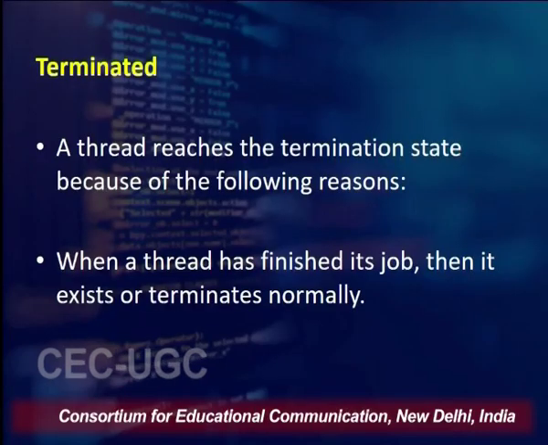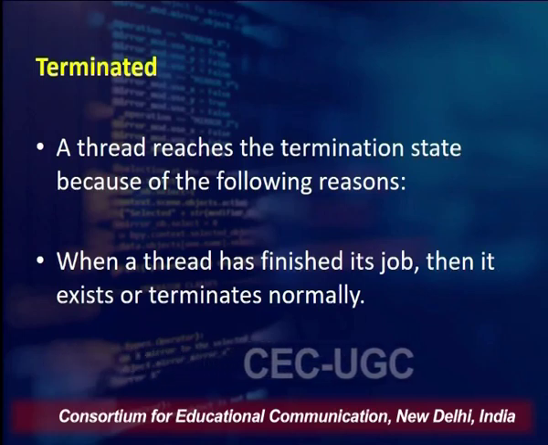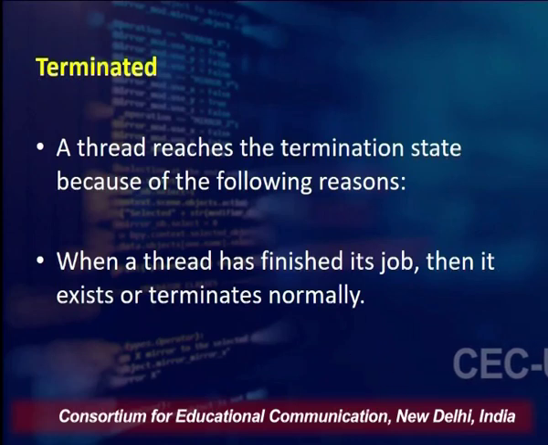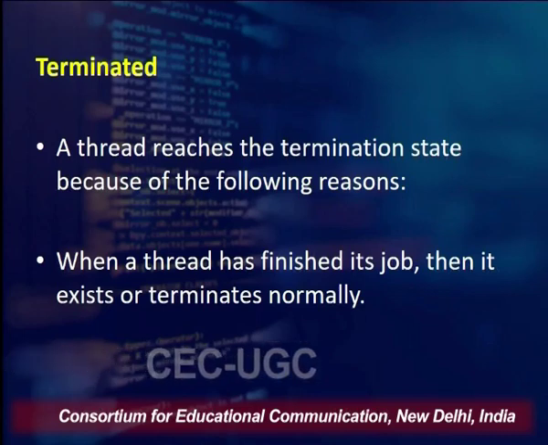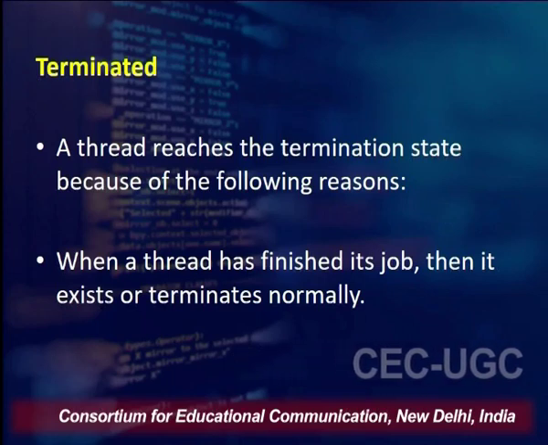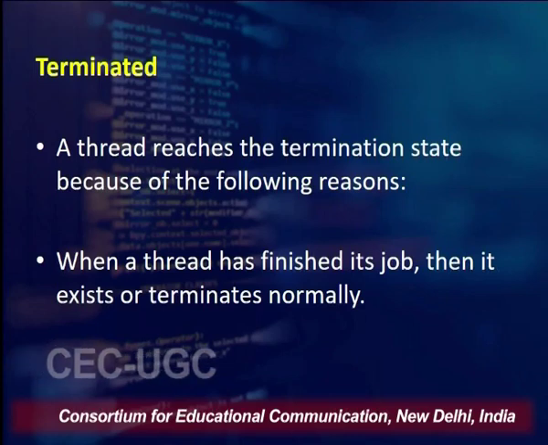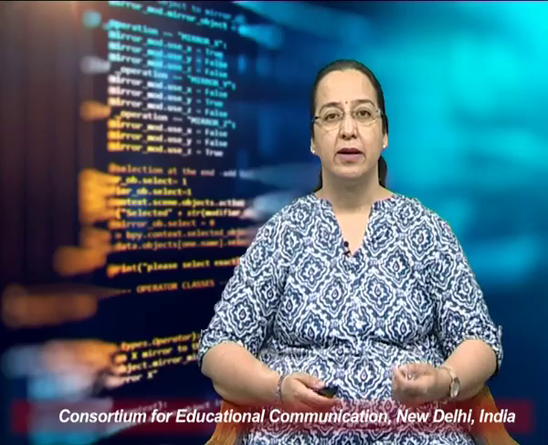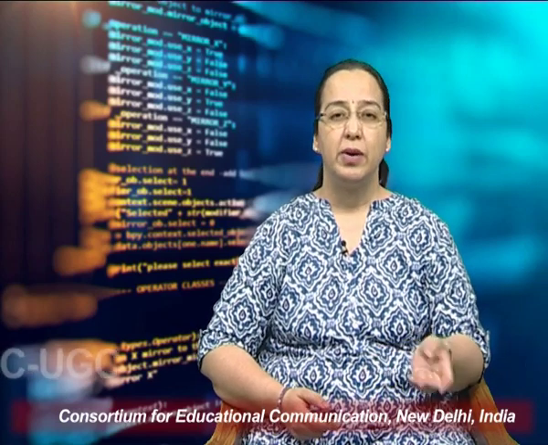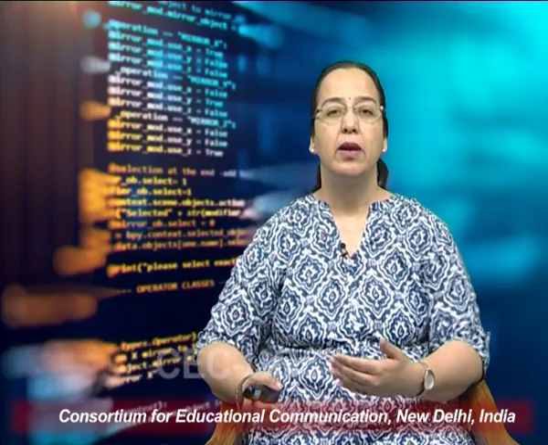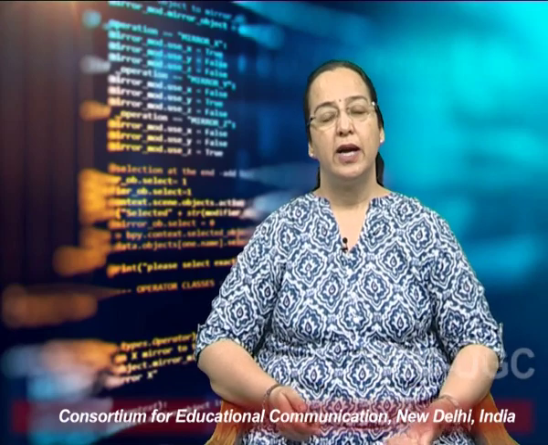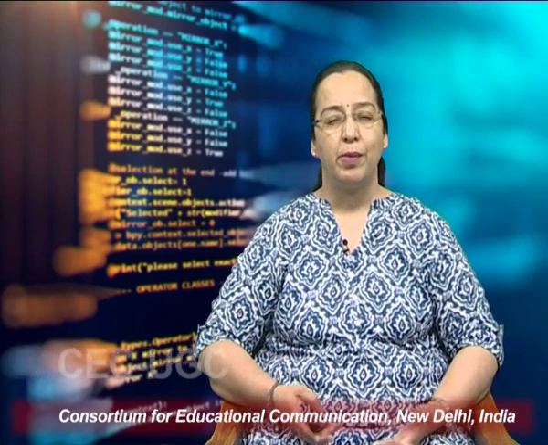The 5th one is the terminated state. As the name indicates, a thread reaches the termination state maybe because it has finished the job, then obviously it is going to exit, or it is going to terminate normally. So if a thread has got into the termination state, that means it is not going to run anymore, it has finished its job, and that is why it is going to exit or terminate very normally.